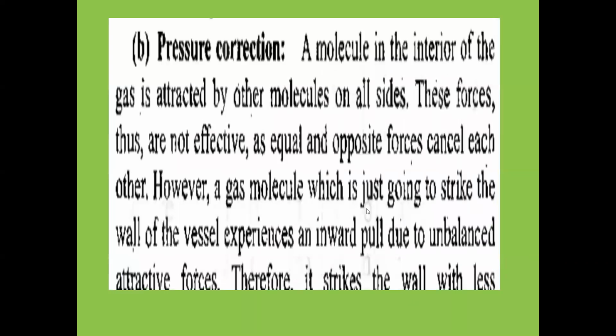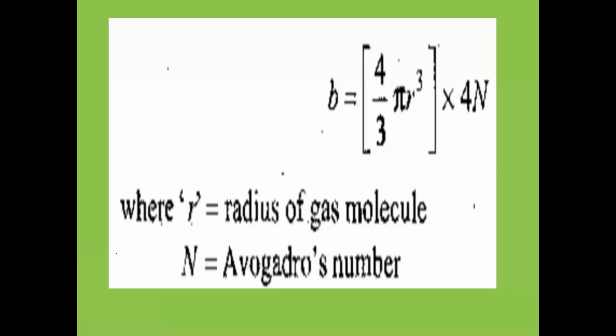b is equal to 4/3 πr³, each gas molecule's volume, into 4 times of Avogadro number N. N is what? Na. Next, where r is what? Radius of gas molecule. For each gas molecule, the radius is r. And N is what now here? Avogadro number. Here we write Na or N naught, Avogadro's number.